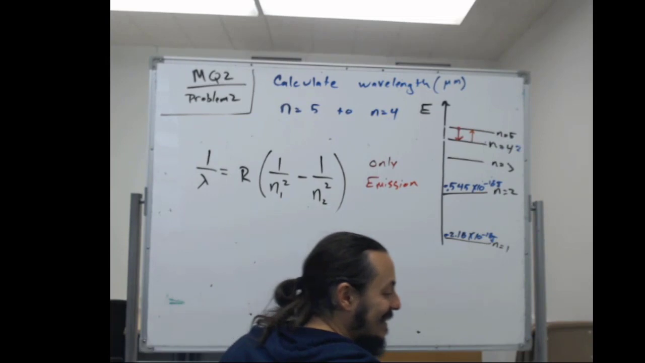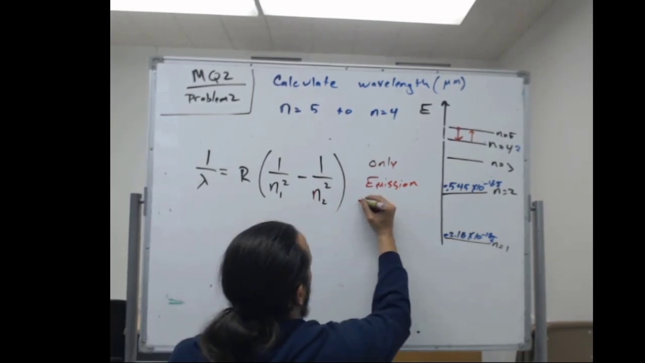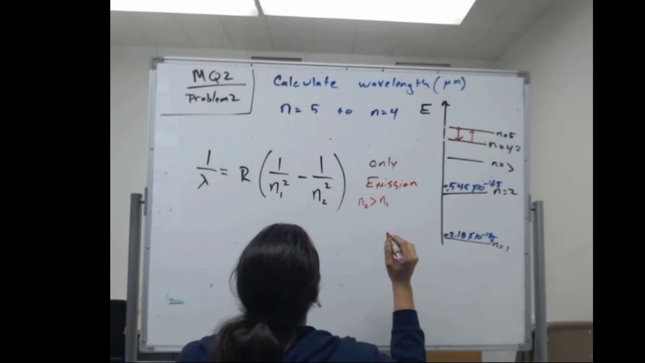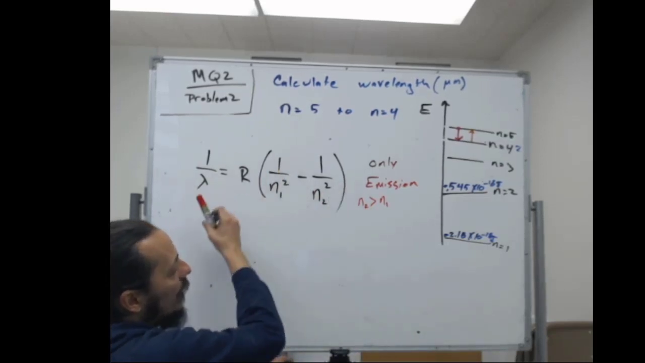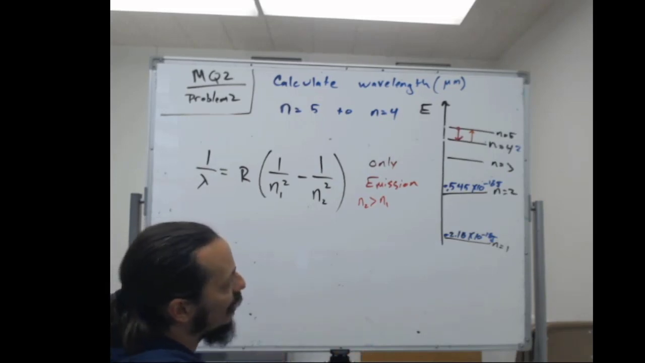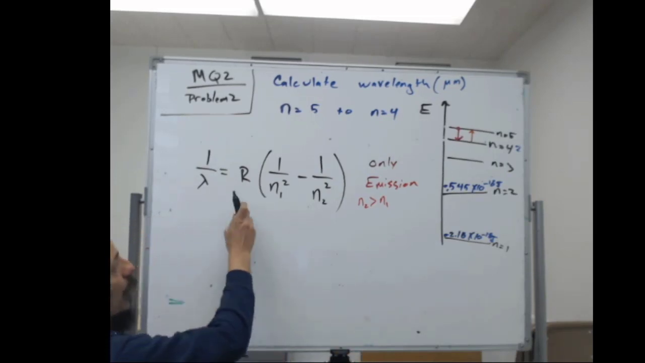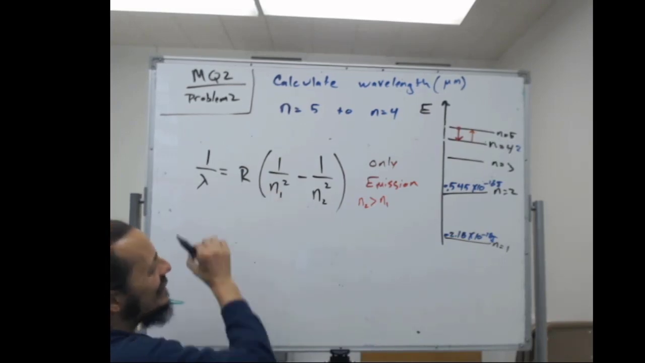And so necessarily, I've got to get this right, N2 has to be greater than N1. So since this only works for emission, N2 has to be greater than N1. This question happens to be for emission, so it works out. You'll notice this Rydberg constant, I didn't put the subscript h there. This is a different Rydberg constant.